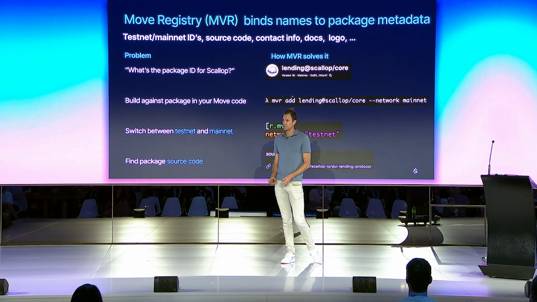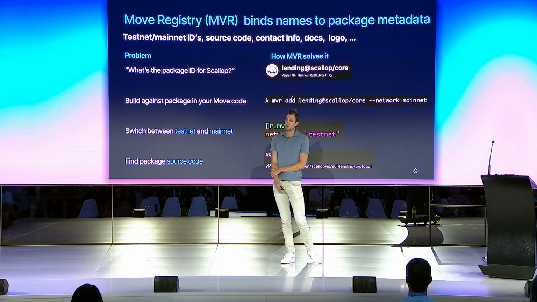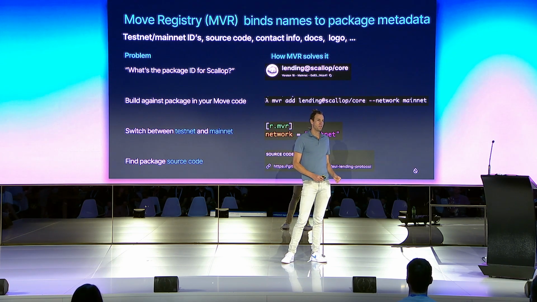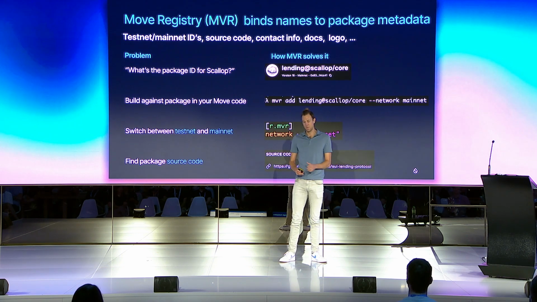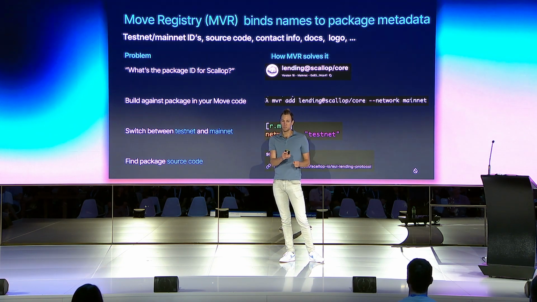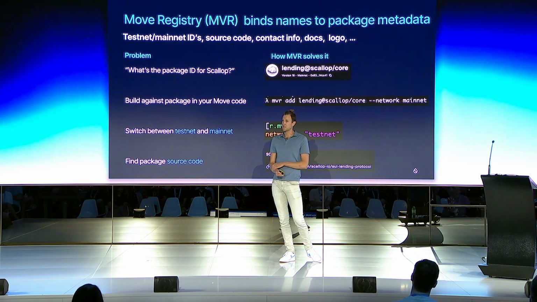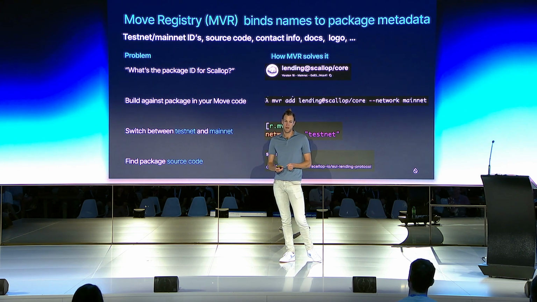Another thing this lets you do is, it used to be very, very painful to switch between mainnet and testnet versions of the same code because they have different package IDs. You have to find out what both of them are. You comment and uncomment them in some file. It's a real mess. Now you can just change the network variable in your move.toml file, and it's really, really easy to switch back and forth.